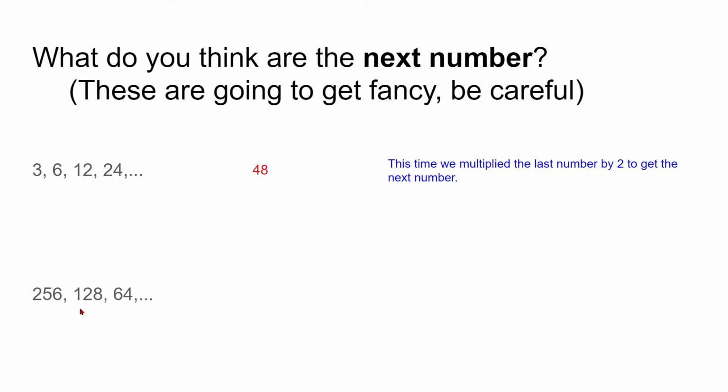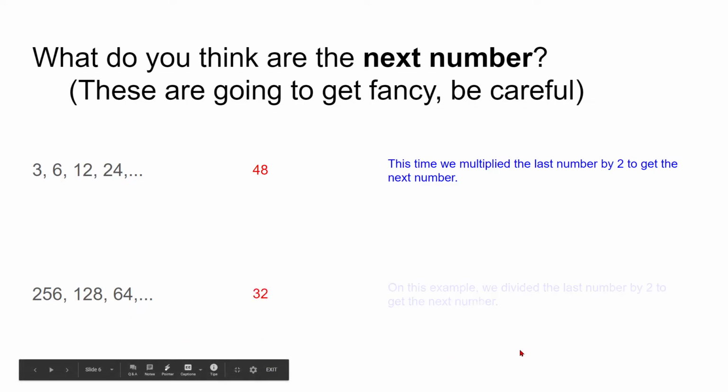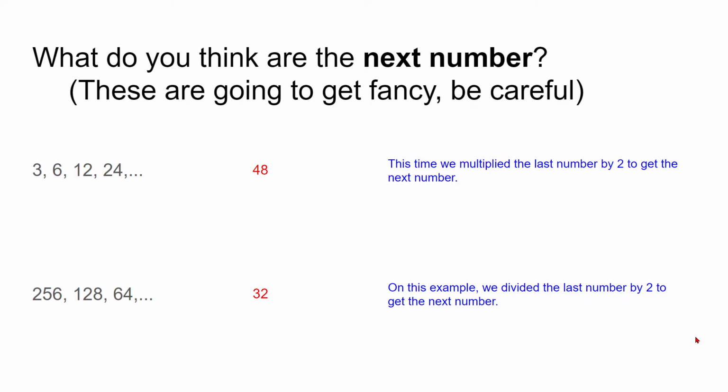Okay, 256 divided by 128. The difference here is 2. So that means 256 divided by 2 got me to this number. 128 divided by 2 got me to this number. So I'm going to keep dividing by 2. So the next number is 32. So like I said, if you need to pause the video, you can pause it to write these into your notes.